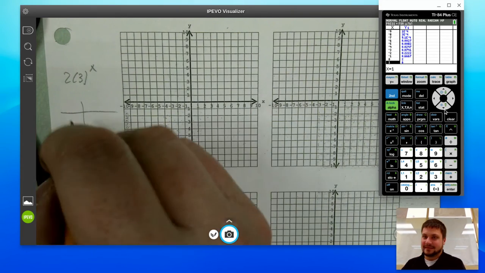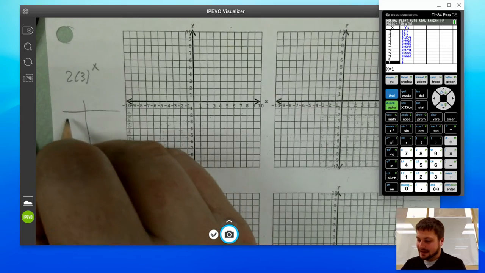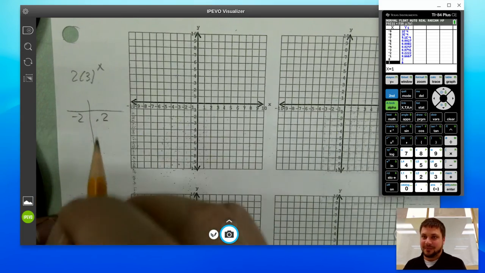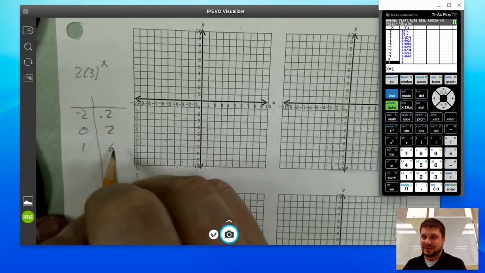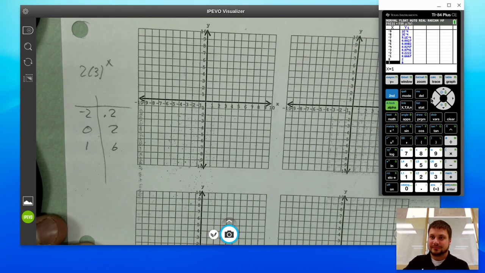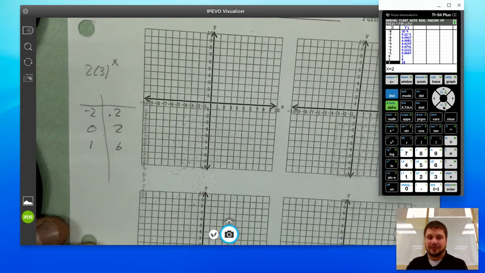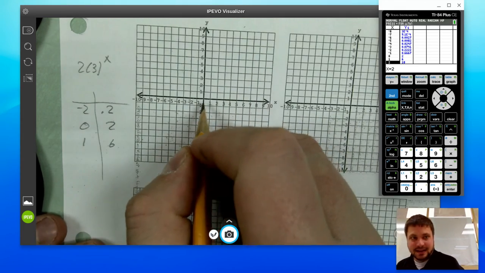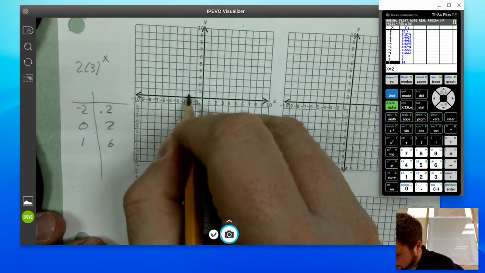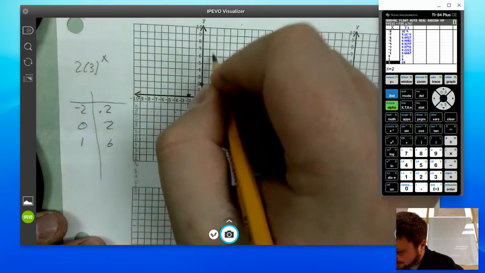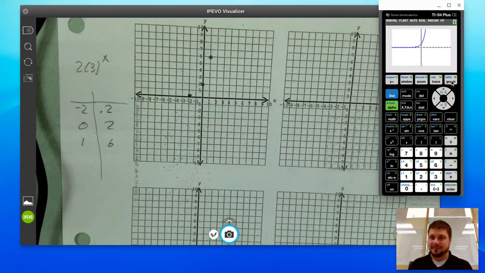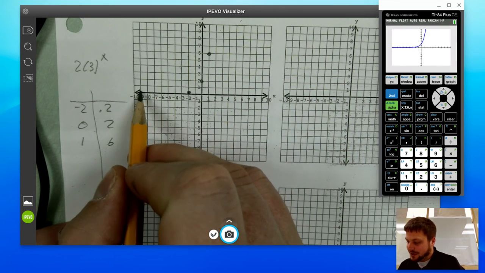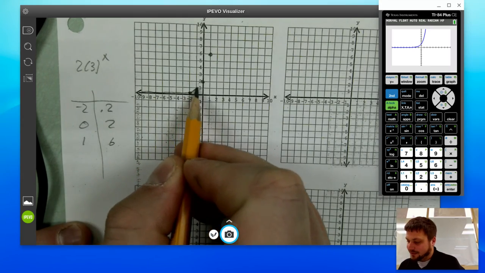So I've got negative 2 and 0.2, I'm picking out some numbers here. 0, 2, 1, 6. Those are what fit on the graph. So I have (negative 2, 0.2), (0, 2), (1, 6). Okay, I have those 3 accurate dots. You need at least 3 accurate points. Once you have those 3 accurate points, you can draw the general shape of the graph going through those points.